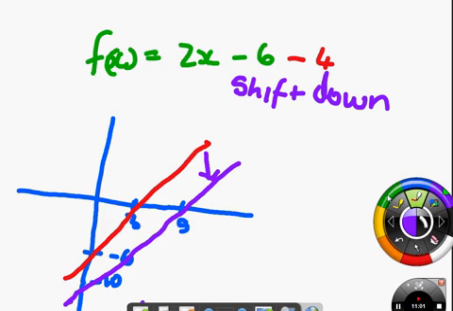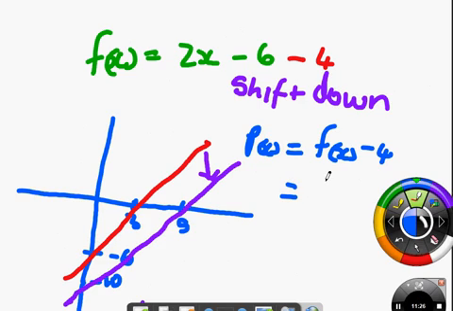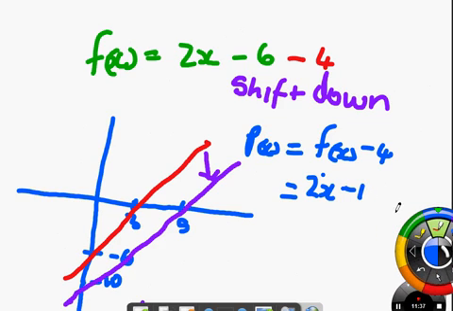So now let's go and look at what it does. Let's call this function p of x. P of x then will become, because we are moving f of x down by 4 units, f of x minus 4, like that. So p of x will become f of x minus 4, which is 2x minus 10. And that's my new function.